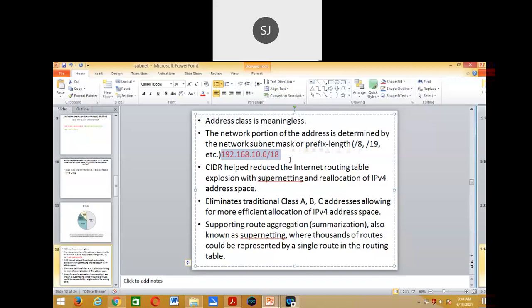For the network it used 18 bits, sir. So this is my prefix notation, slash 18. So 18 bits are used for network ID, then for host ID, the rest.